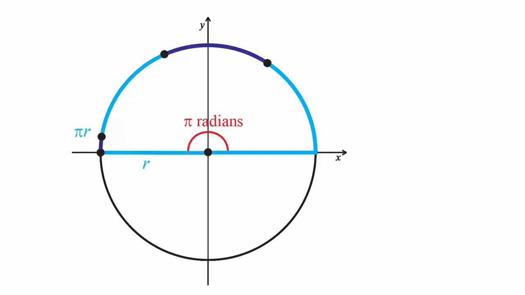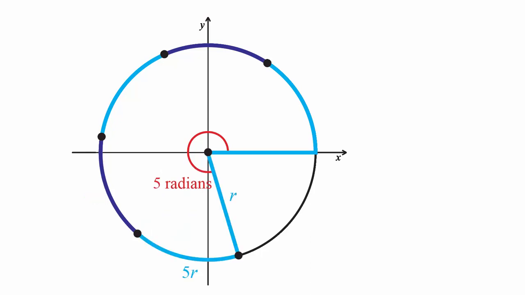Pi radians is an angle that spans pi radii along the circumference of the circle, where recall pi is a little more than 3. Pi is 3.14. And then we can see what 4 radians is. 4 radians will span 4 radii, an arc length equal to 4 times the radius of the circle. 5 radians will span an arc length of 5 times the radius of the circle.